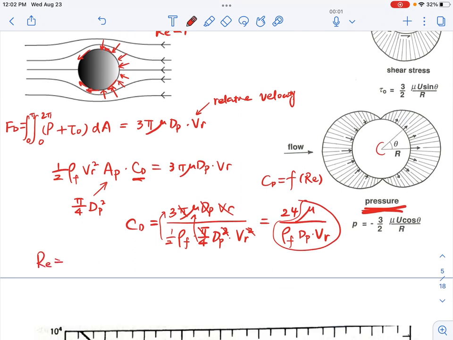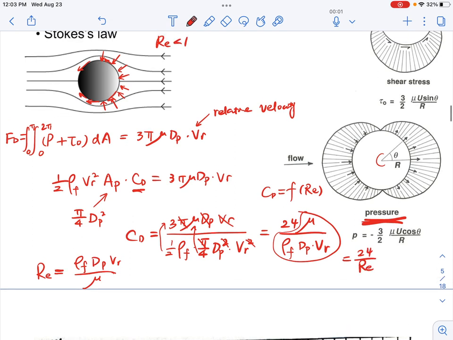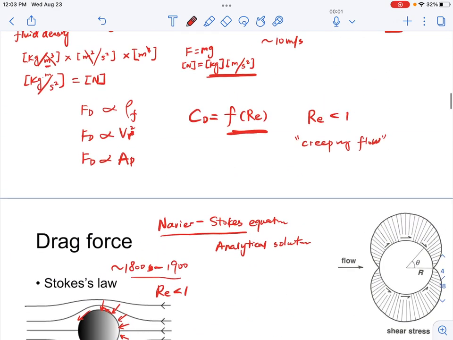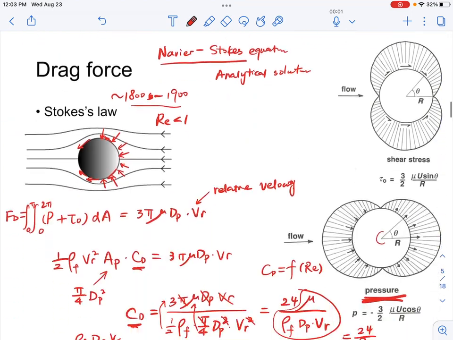So Reynolds number is just defined as fluid density multiplied by the particle size multiplied by velocity divided by mu. So you can see this is directly 24 over the Reynolds number. This is how the drag coefficient is expressed under the laminar flow regime.